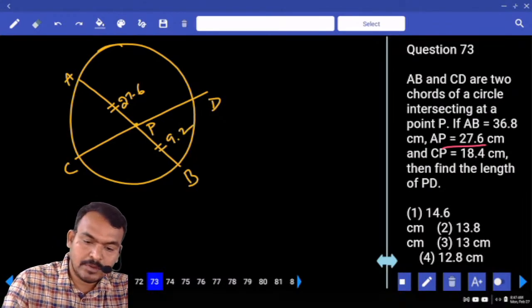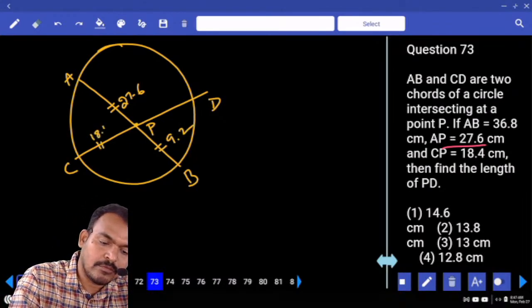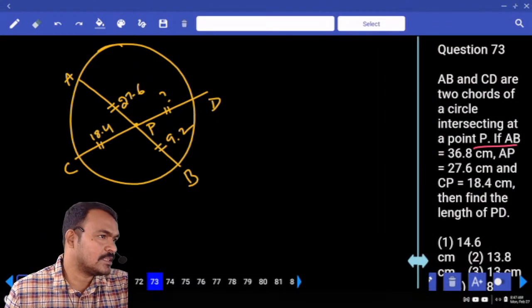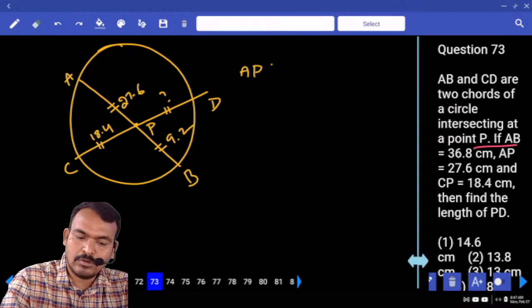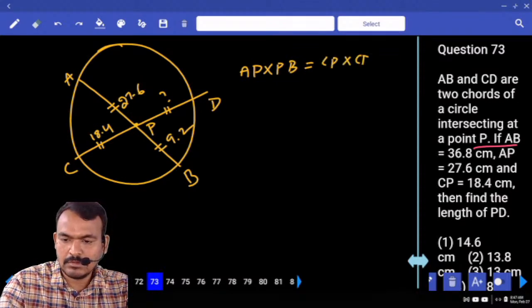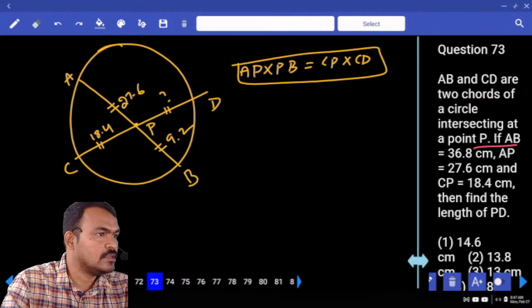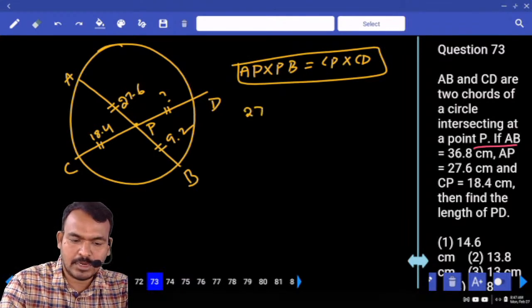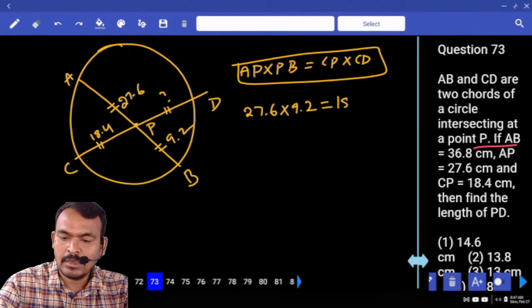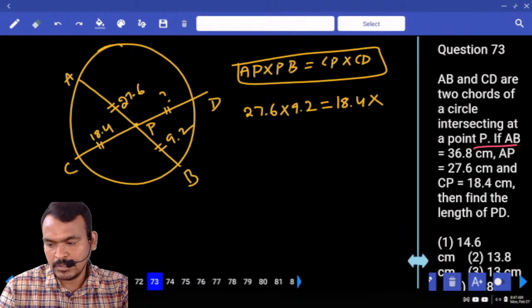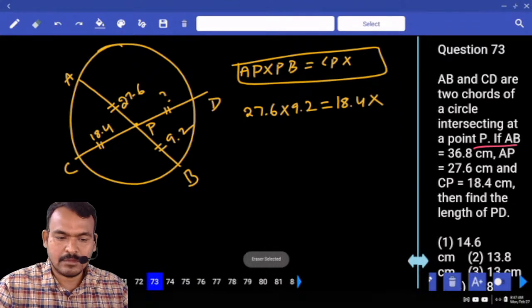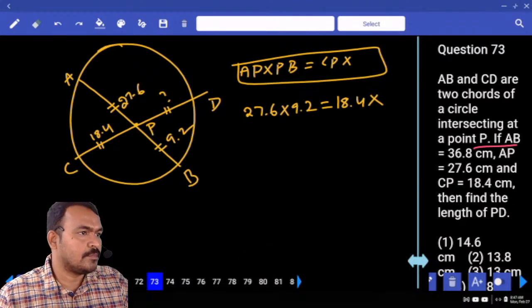Next, what is the CP value? 18.4. We require the PD value. Two chords intersecting, what is the property? AP into PB is equal to CP into PD. Direct values: 27.6 into 9.2 is equal to the CP value, 18.4, into PD.